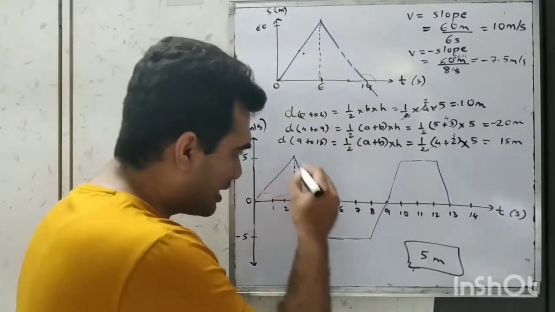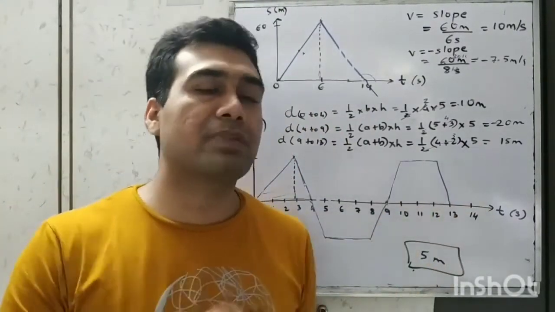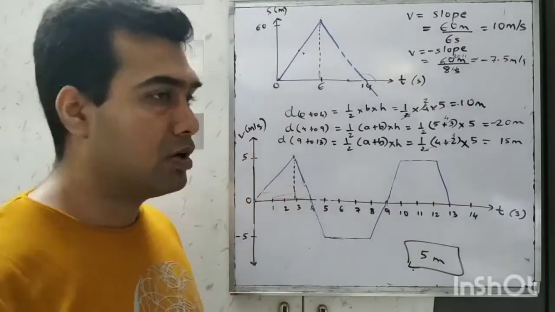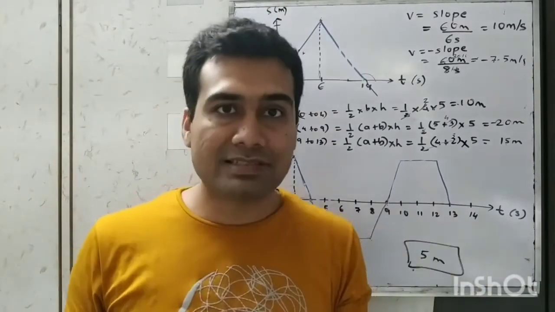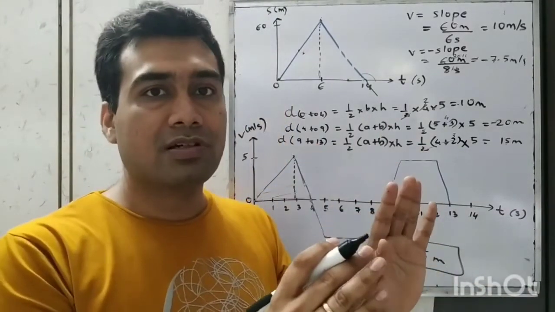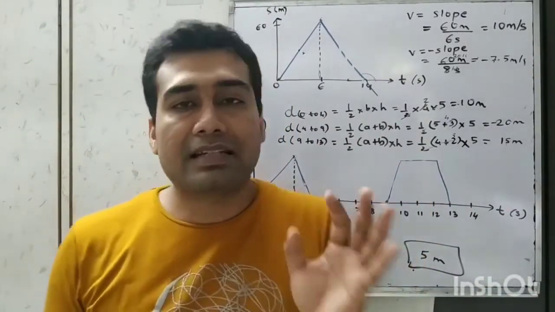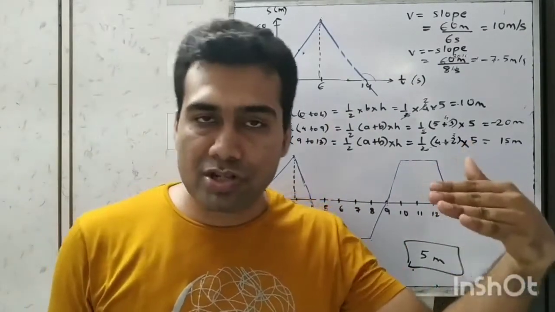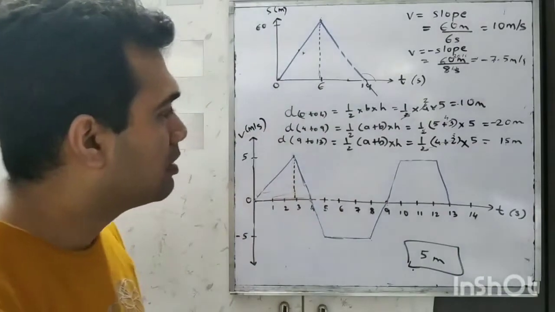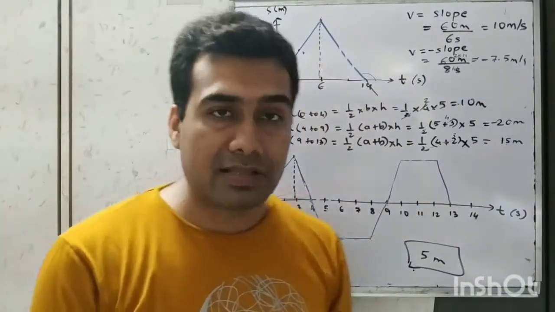Now understand that this is not the actual path of the car, this is just a graphical representation of its velocity. Also remember, the negative slope of a VT graph does not mean the change in direction. It is moving in the same direction, but it is decelerating. Only if it is below the x-axis, we say it has changed the direction. So we'll be doing many numericals like this.